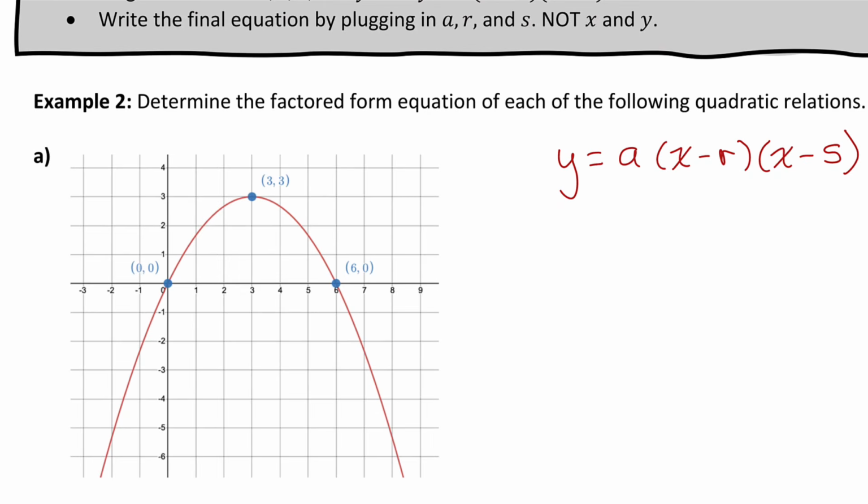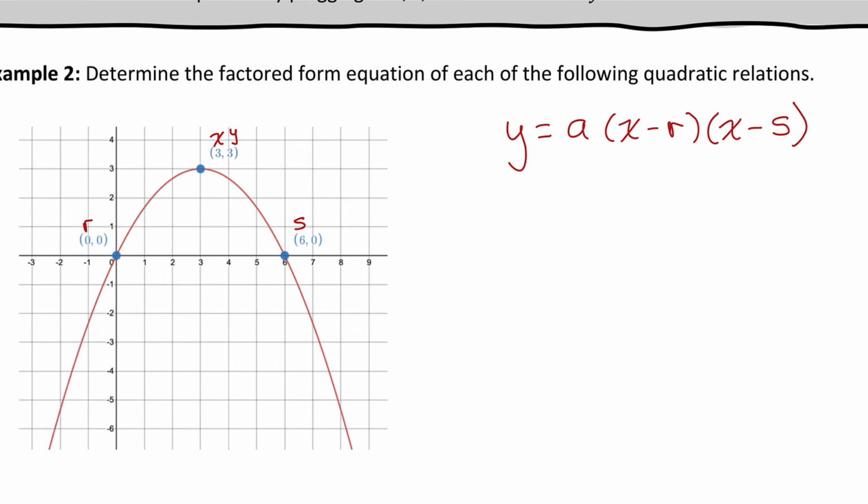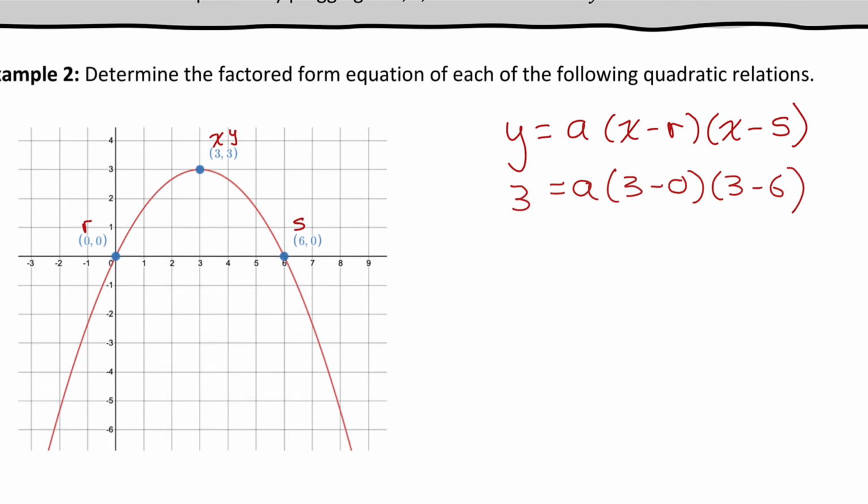So once again, on this graph, we find the x-intercepts, and we make the x values of the x-intercepts the r and the s values in the factored form equation. And then we make some other point our (x, y) point. And then into our factored form equation, I can sub in that x, y, r, and s. And then all I'm left with is this unknown value of a. So I can solve this equation for a.